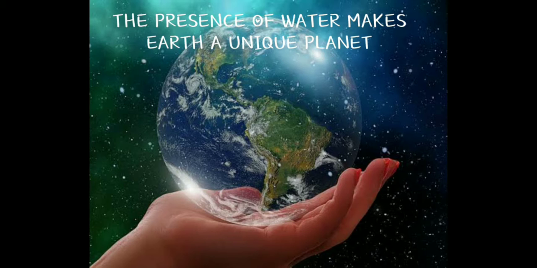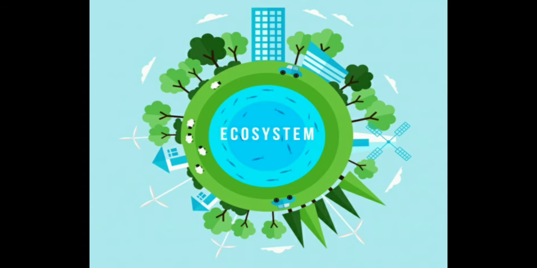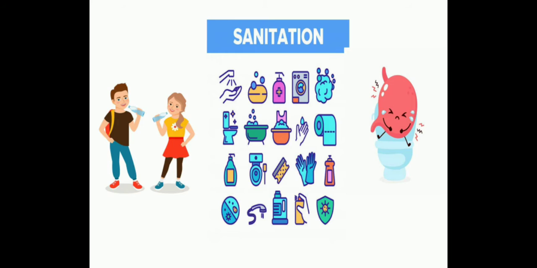The presence of water makes Earth a unique planet. It also connects living organisms in an ecosystem. Water is essential for numerous human activities and for the development of the nation. The most essential purpose of water is for drinking. Safe drinking water and basic sanitation can prevent water-related diseases.